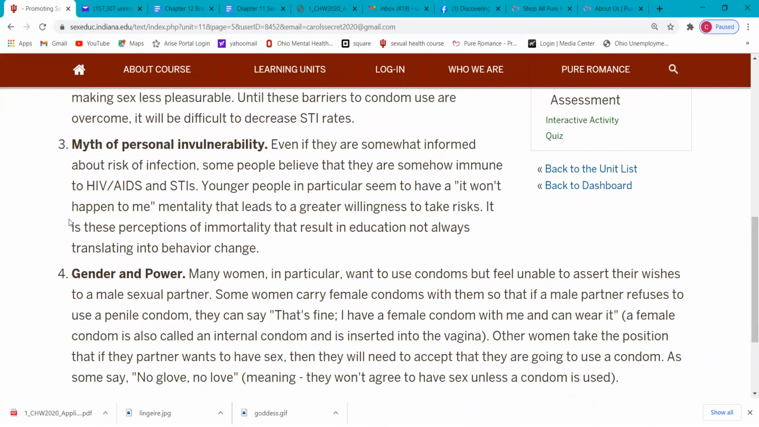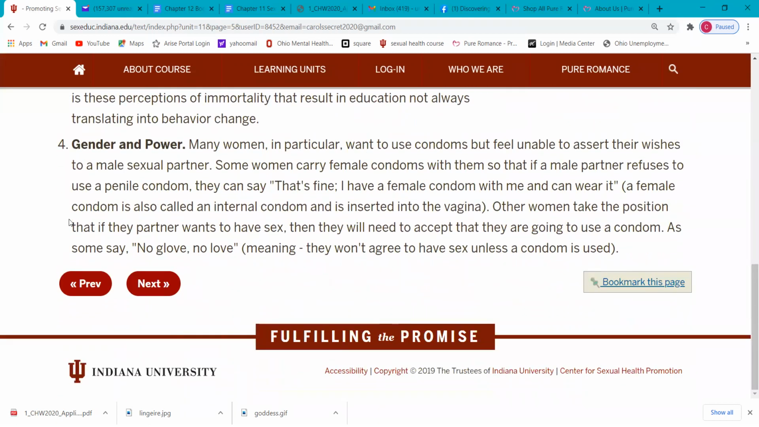I can't get that type of mindset. Younger people in particular seem to have an "it won't happen to me" mentality that leads to a greater willingness to take risks. Unfortunate, right? And another factor: gender and power. Many women in particular want to use condoms but feel unable to assert their wishes to a male sexual partner.